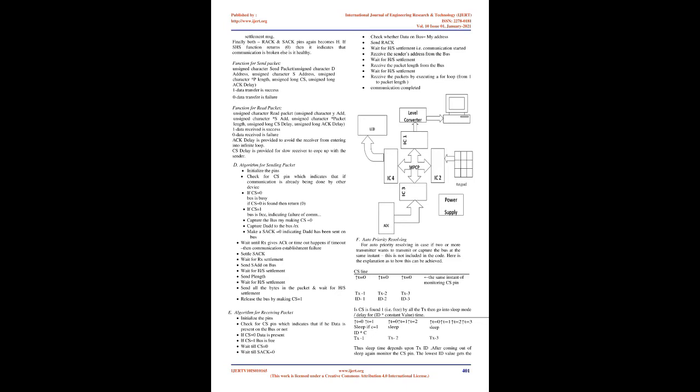C. Functions in the protocol. init_comm, void. This function initializes all the lines as input lines. Bus equals 0xFF initializes the bus. CS equals 1 initializes the CS line. SAC equals 1 initializes the sender's acknowledgement. RAC equals 1 initializes the receiver's acknowledgement.